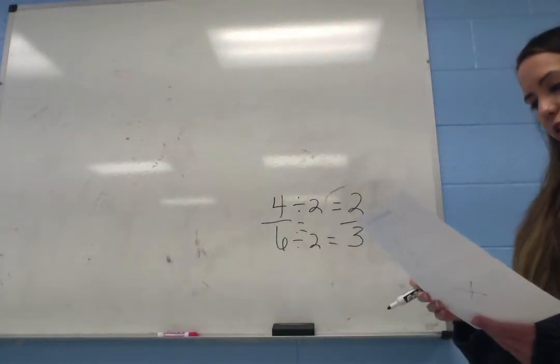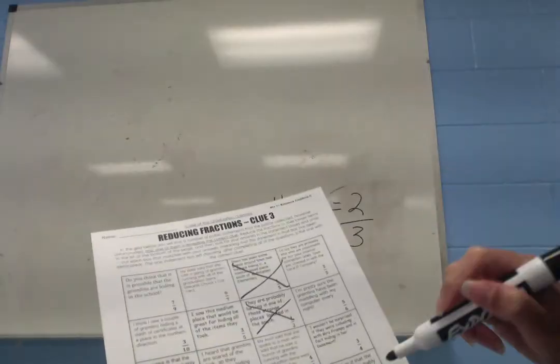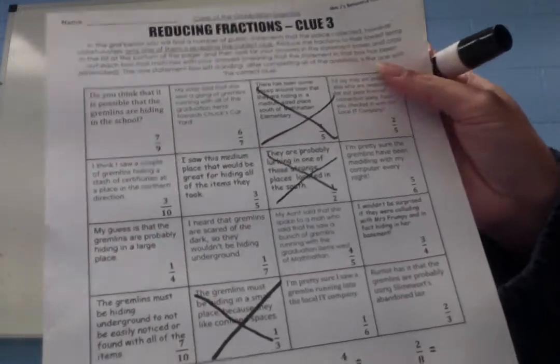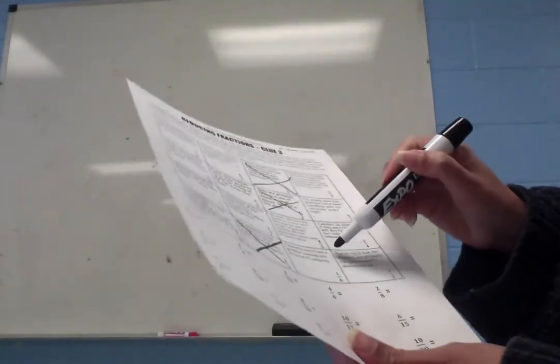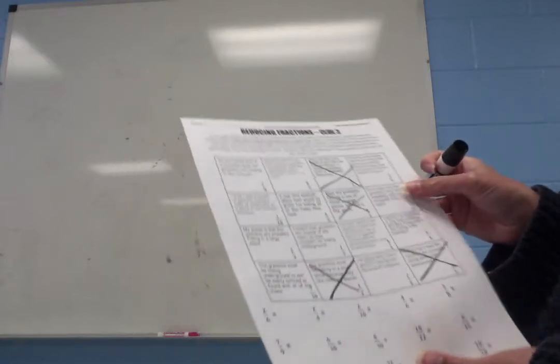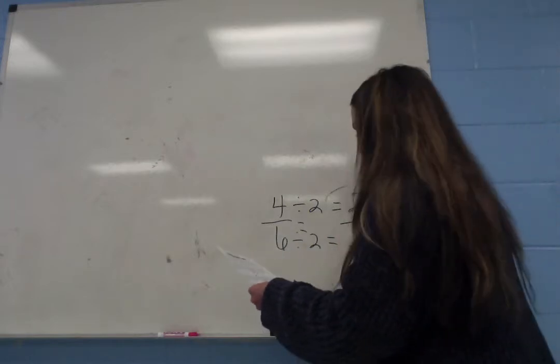Let's find 2/3 on this grid, and it's down here. See that fraction in the box with the statement? We would mark that out. Because remember, after we solve all of these problems, we're going to have one statement that's left.